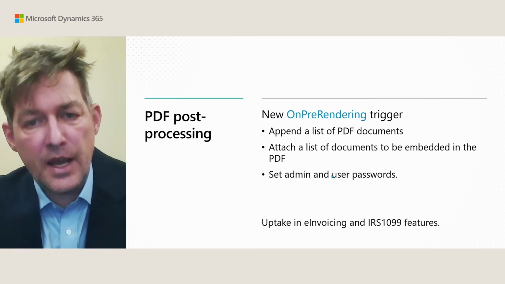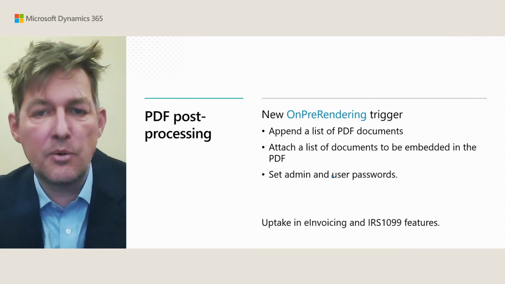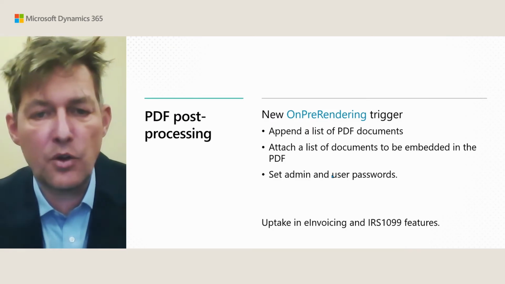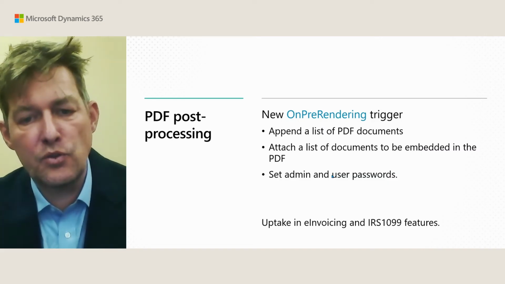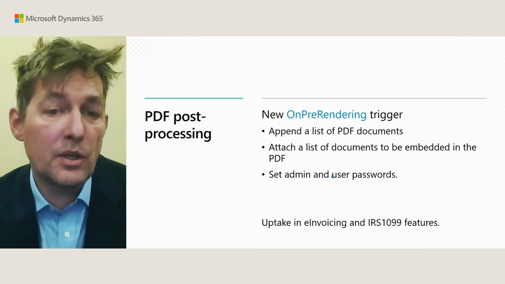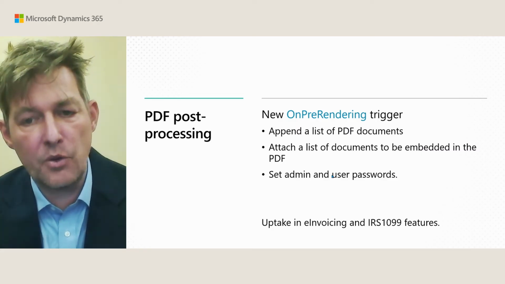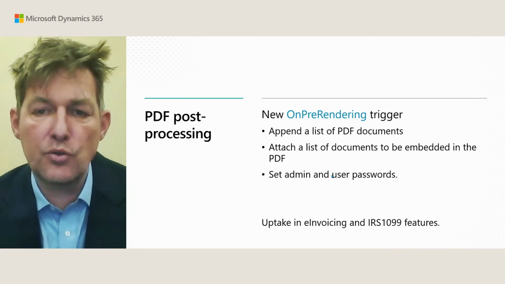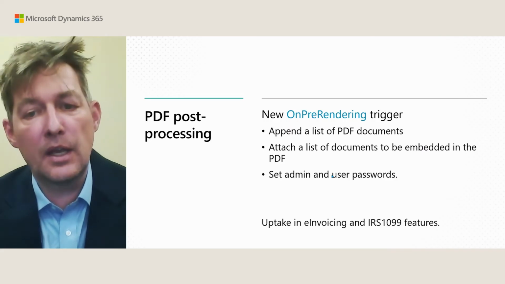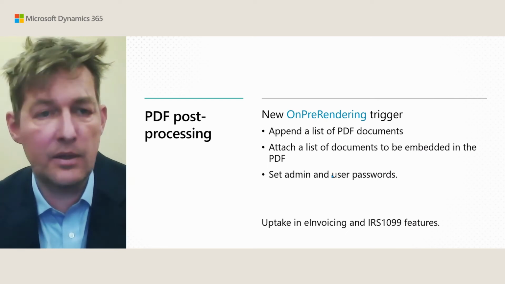You can also attach a list of documents to be embedded in a PDF, meaning that they will be put inside the document. This is something we expect to use for the e-invoicing feature in the base application. And finally, you can set an admin and/or user password for the PDF document, something we expect to use and uptake in the IRS 1099 report in the North America localization.